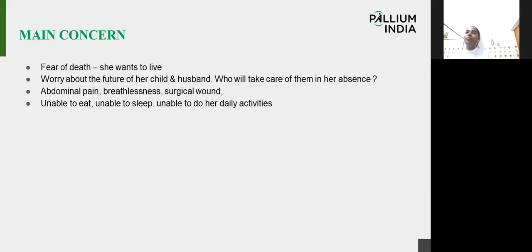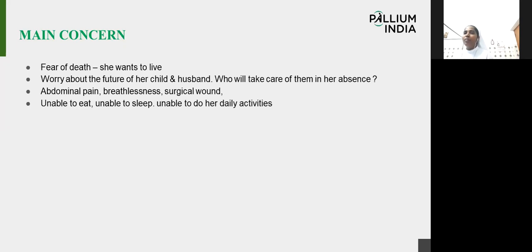So all the time, the child was depending on her husband. So towards the end of her life, she had a kind of relief that her husband would take care of her child. Abdominal pain and breathlessness, surgical wound was another concern. And then unable to eat.